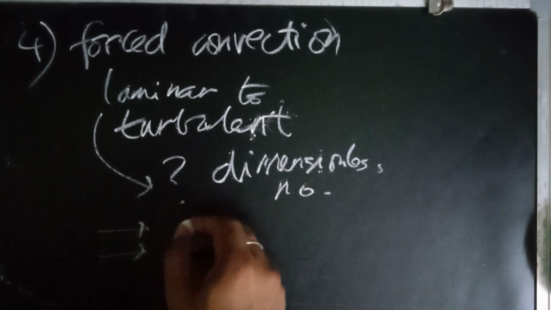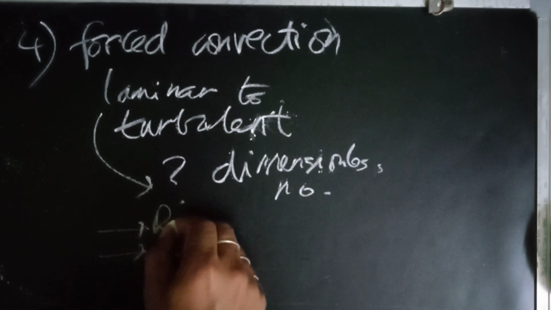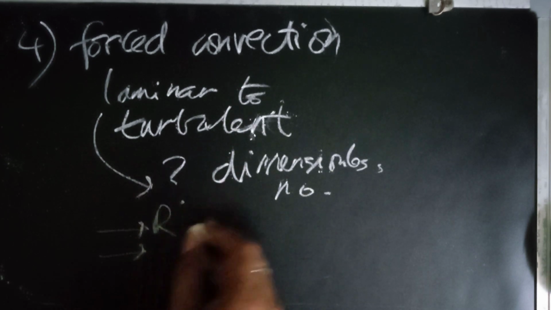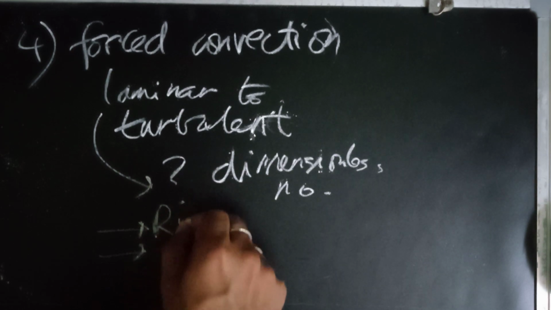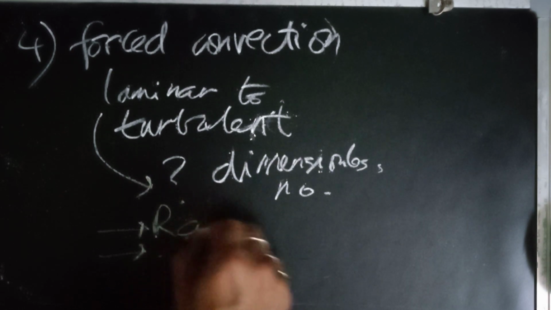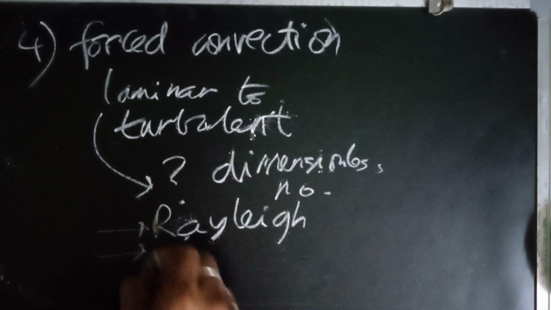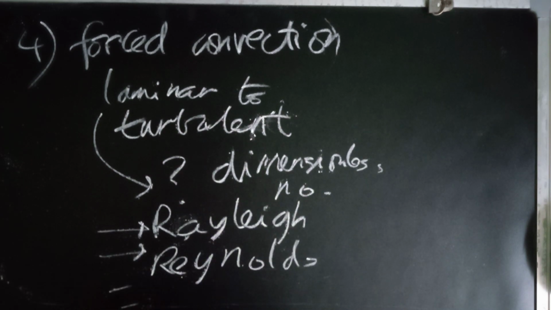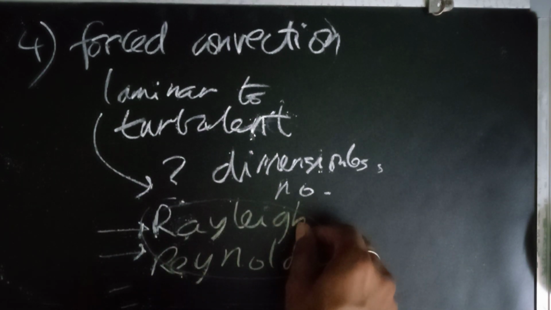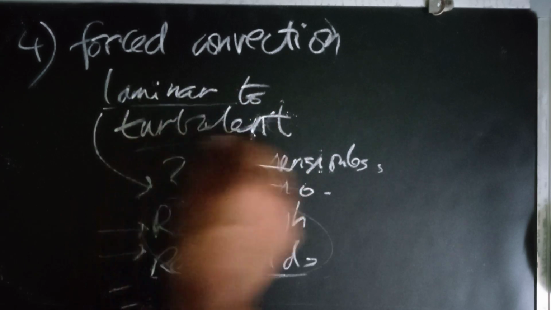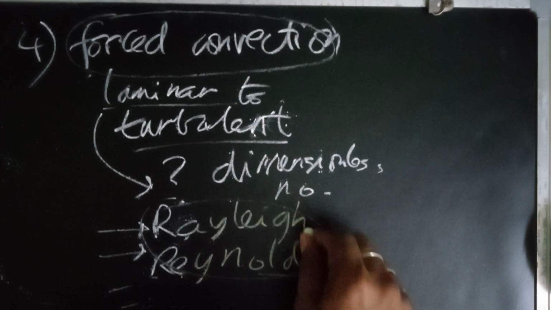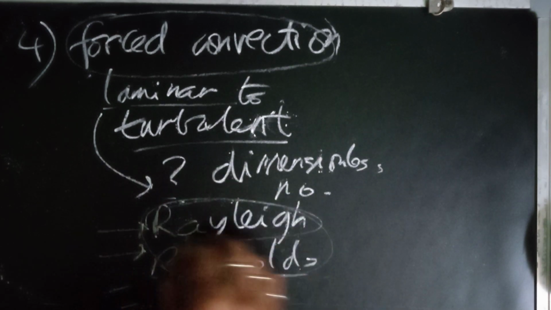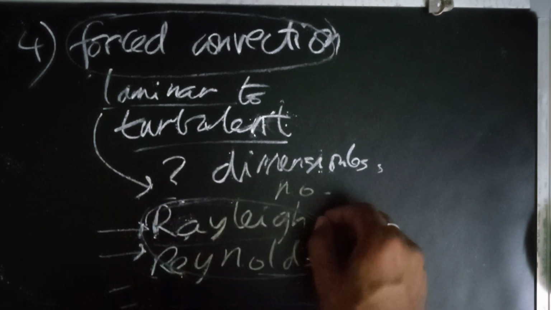Now I will give you two options and you need to select. One was Rayleigh number, and one was Reynolds number. There were other two options as well, but try to think over only these two. I think that Reynolds number is laminar to turbulent, but in case of forced convection, it is now guided with Rayleigh number. What do you think? I think Rayleigh number was the answer.